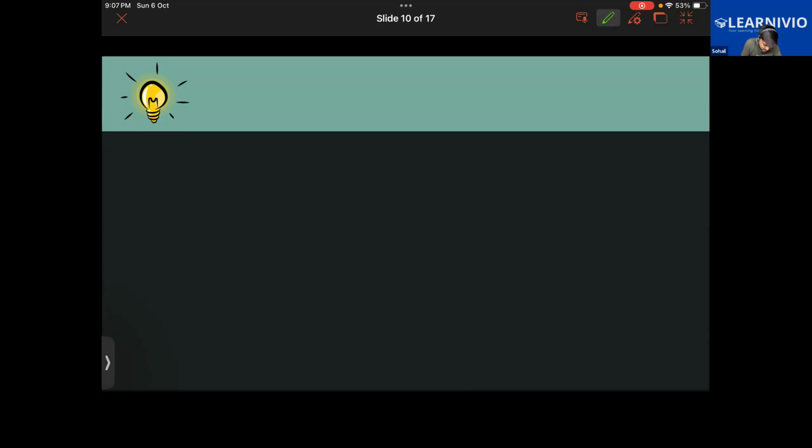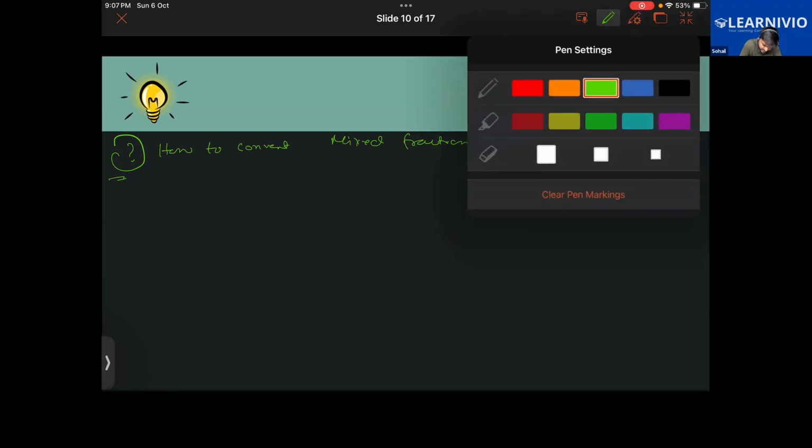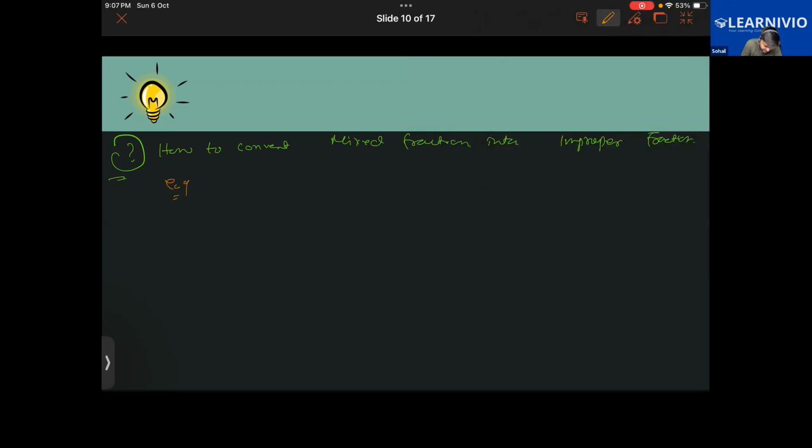One minute. The question is how to convert a mixed fraction into an improper fraction. Say we have an example, 2 1/2. That is a mixed fraction.